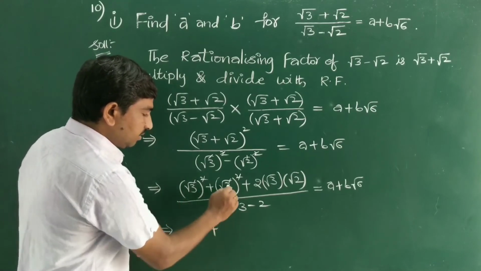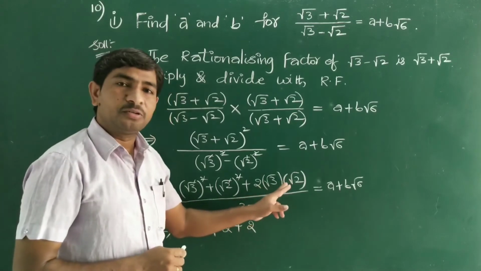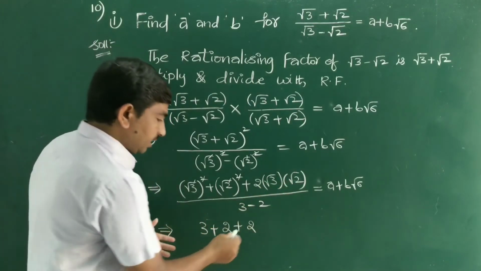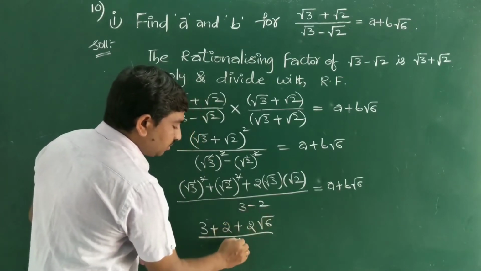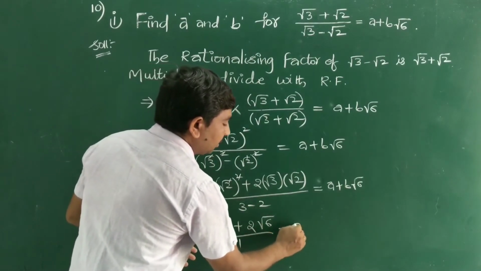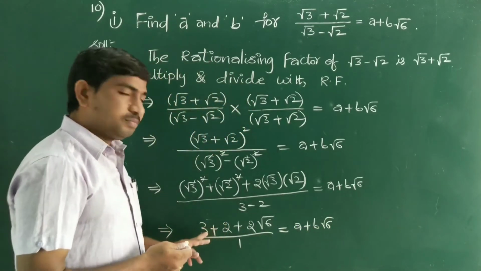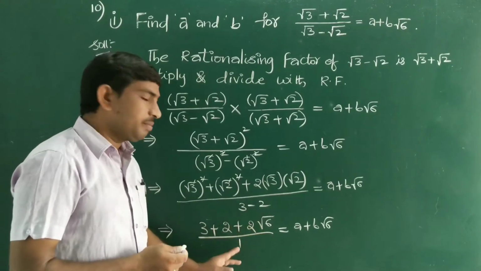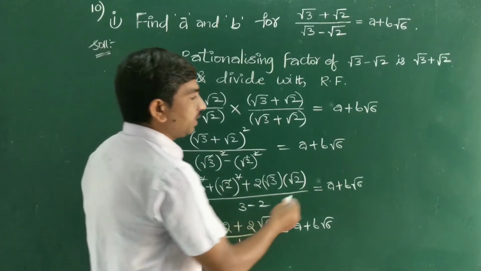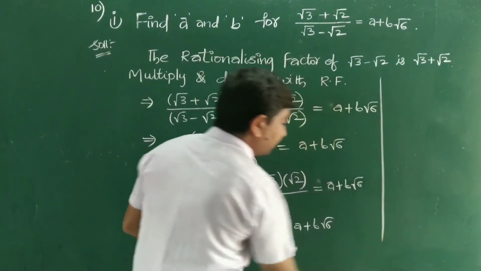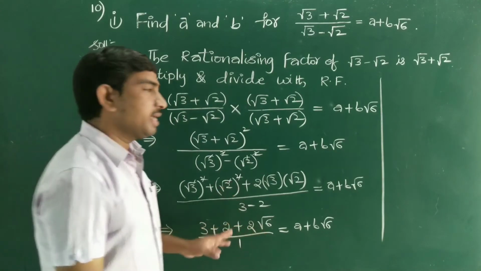3 plus 2 plus 2 root 3 into root 2, which is equal to root 6. We can write it as root 6. So 3 minus 2 is equal to 1, equal to a plus b root 6, the right hand side value, same as this. So 3 plus 2 plus 2 root 6 by 1 is something by 1, which is the same thing. So 3 plus 2 is equal to 5, and 2 root 6, same as you should write.